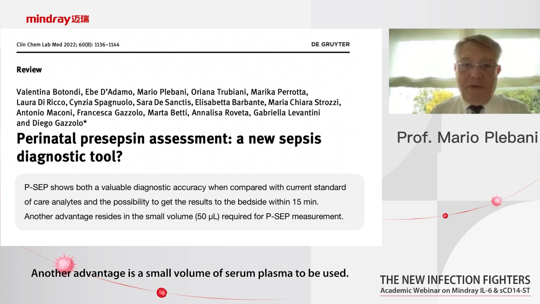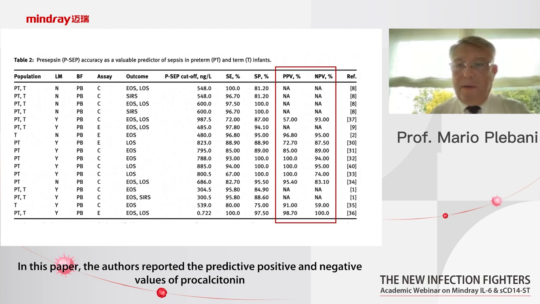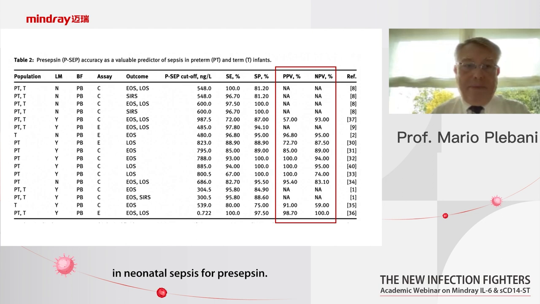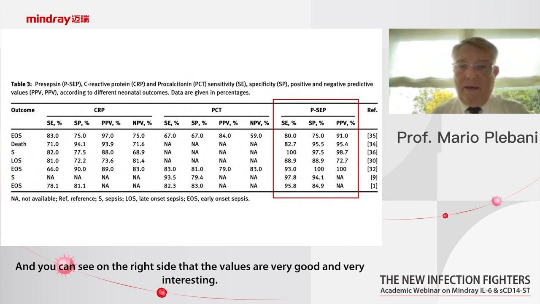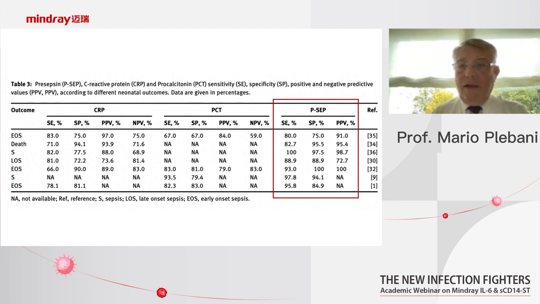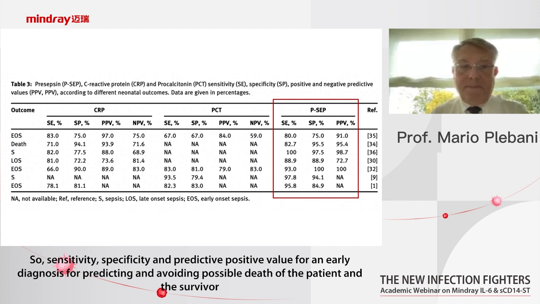In this paper, the authors reported the positive and negative predictive value of procalcitonin in neonatal sepsis and for presepsin, and you can see on the right side that the value is very, very good and very, very interesting. So, sensitivity, specificity, and positive predictive value for an early diagnosis, for predicting and avoiding possibly death of the patient and the survivor have been reported by many authors.